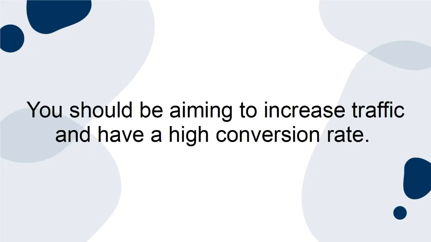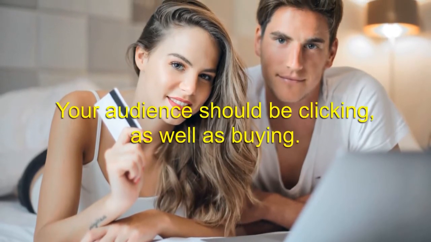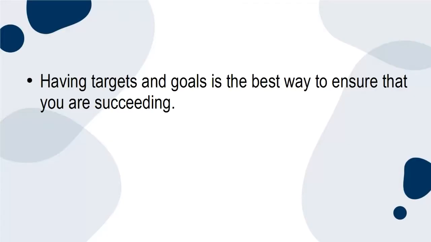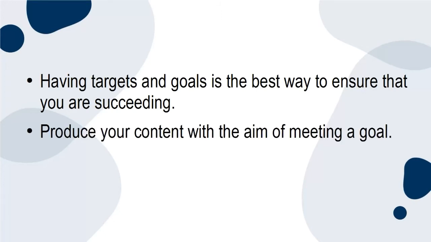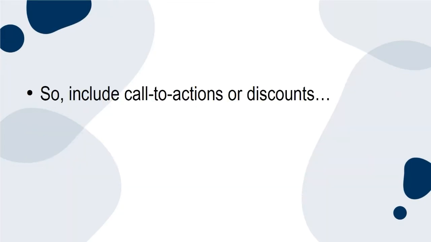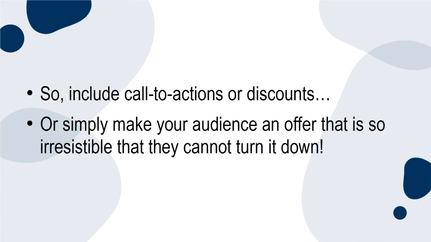You should be aiming to increase traffic and have a high conversion rate. Not only do you want your followers to interact with your content, but it should also lead to sales. Your audience should be clicking as well as buying. Having targets and goals is the best way to ensure that you are succeeding. Produce your content with the aim of meeting a goal. You want the content to translate directly into sales, so include call to actions or discounts, or simply make your audience an offer that is so irresistible that they cannot turn it down.